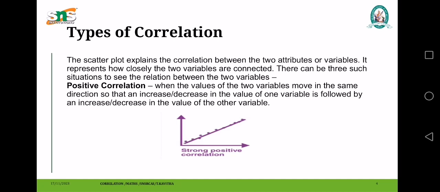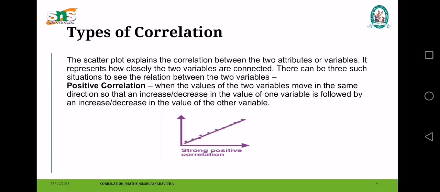Types of correlation. The scatter plot explains the correlation between the two attributes or variables. It represents how closely the variables are connected. There can be three such situations to see the relations between the two variables.